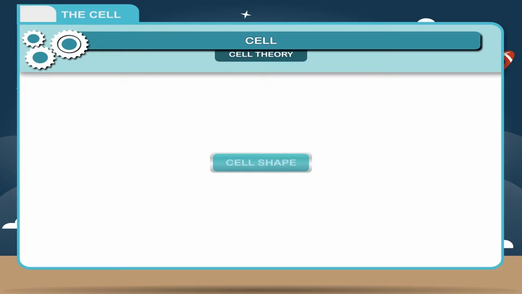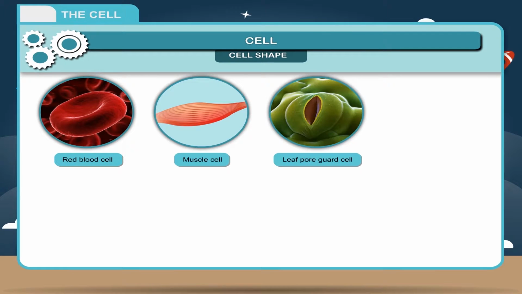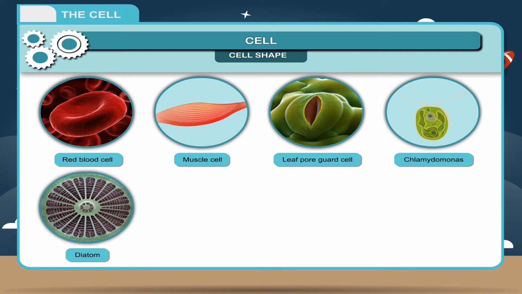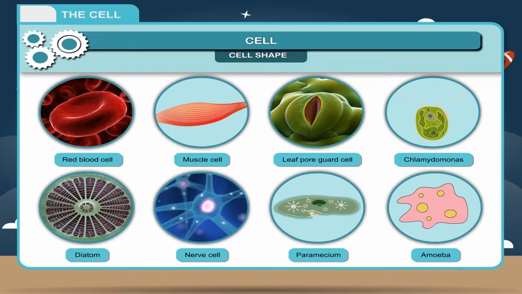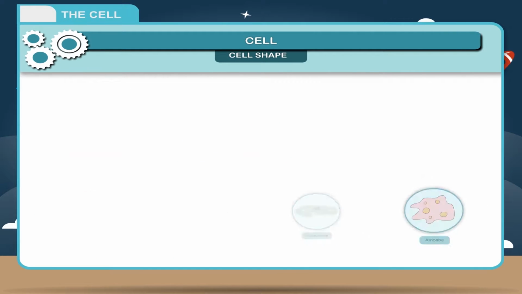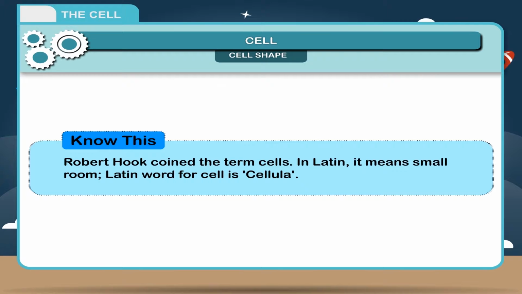Cell shape. Cells are of various shapes, which may be spherical, oval, elongated, or columnar. Amoeba is irregular in shape and keeps on changing its shape. Chlamydomonas is pear-shaped. Know this: Robert Hooke coined the term cell. In Latin, it means small room. The Latin word for cell is cellula.